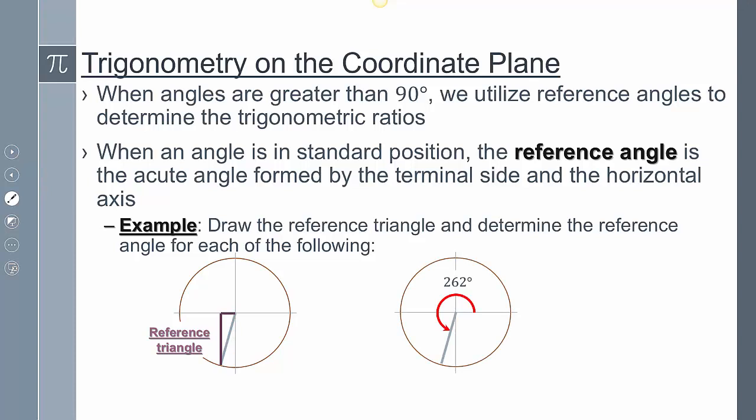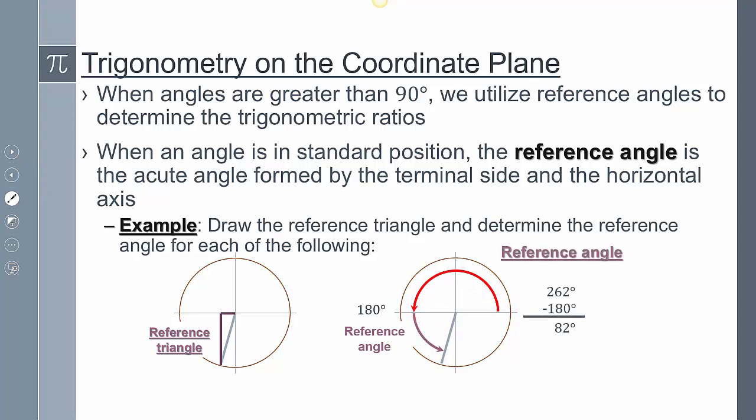Now, to be able to find what that reference angle is, we're going to have to use a little bit of geometry to help us here. If I know this rotation is 262, and I know that this portion is going to be 180 degrees, the remaining portion is going to be my reference angle. So that means if I do 262 minus 180, I'm going to get 82 degrees.